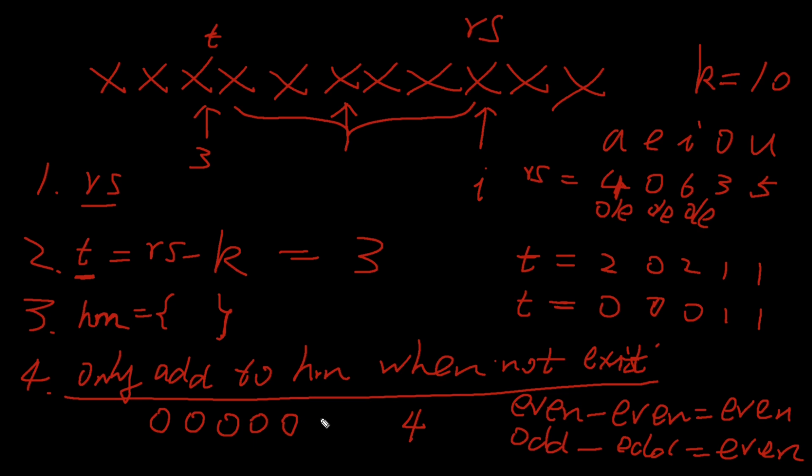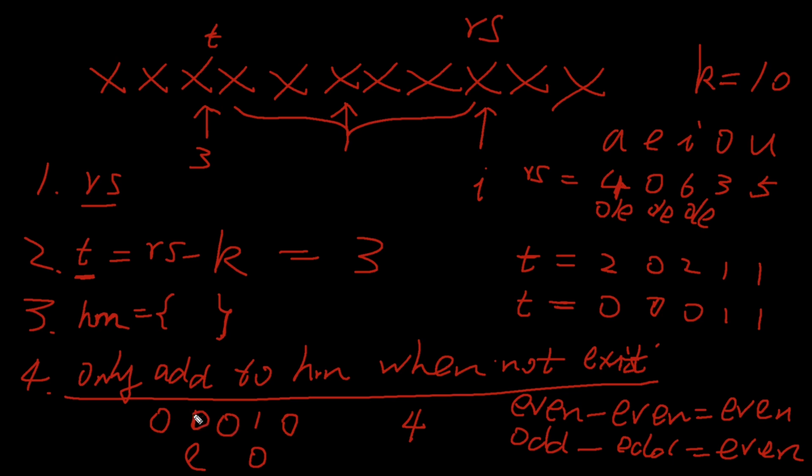And every time we see a vowel, let's say for example the current one is an E, then we know this bit becomes 1 because now we have 1 E. The second time we see another vowel, maybe an O here, this one becomes 1. And then the next one, if we see another E here, then we have 2 E's, which means all we need to do is flip this bit value.